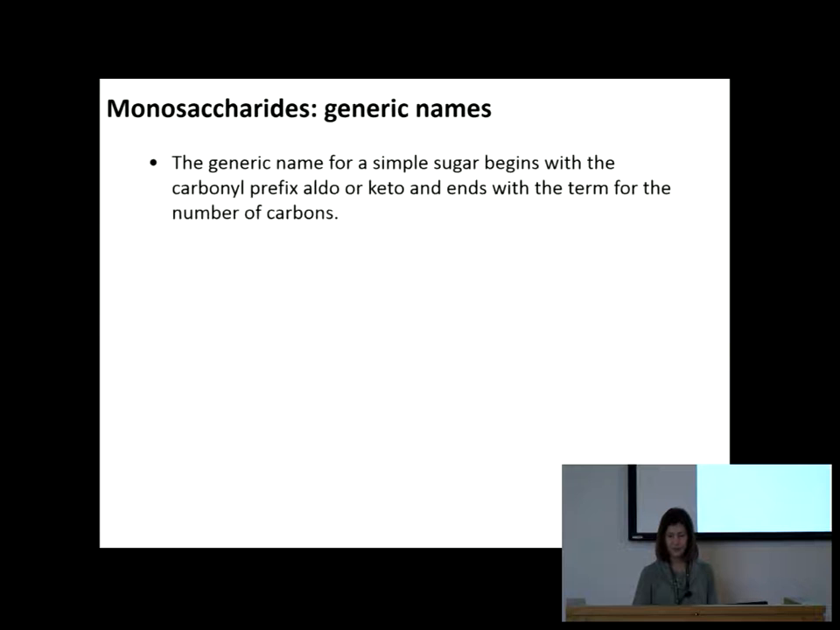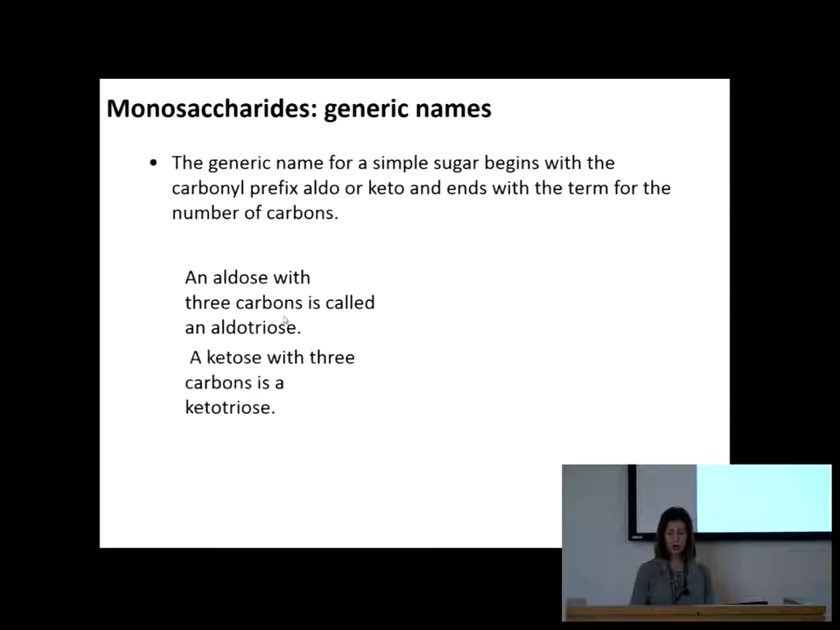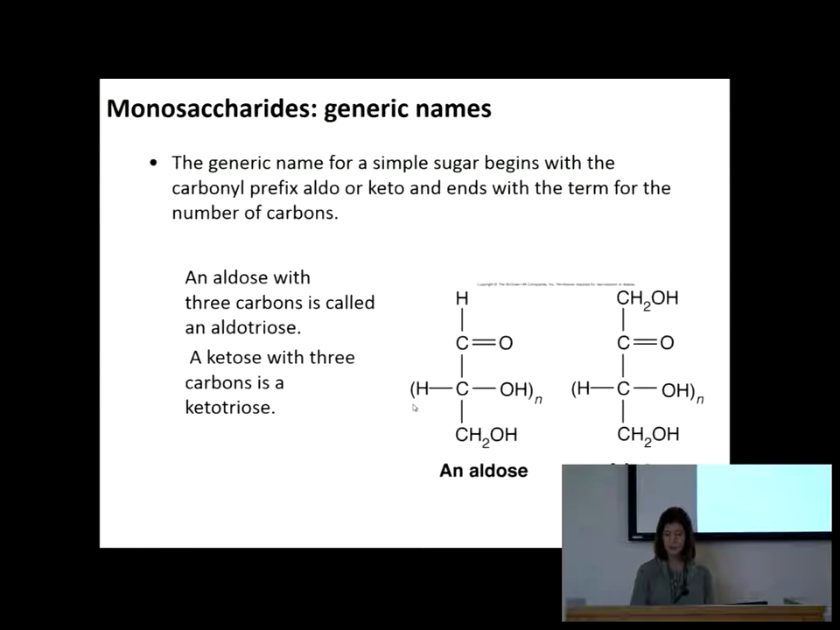So we put it together. We begin with the prefix aldo or keto based on whether it has an aldehyde or a ketone. And then we end it with the number of carbons. So an aldose with 3 carbons is called an aldotriose. A ketose with 3 carbons is called a ketotriose. So here, the aldose has the carbonyl on the end. The ketose has the carbonyl second one down.